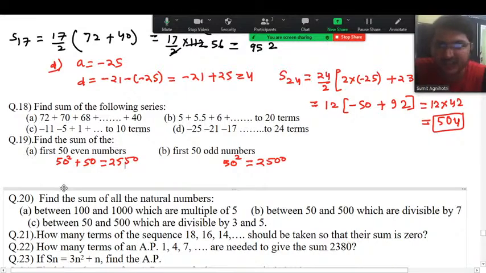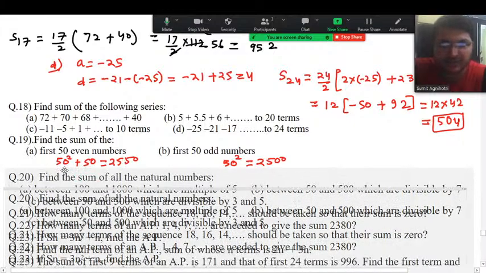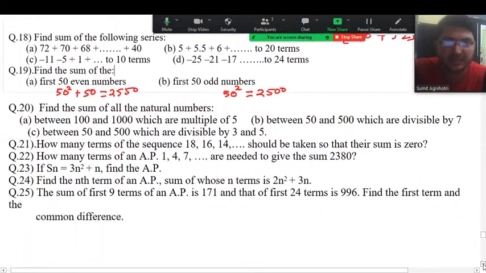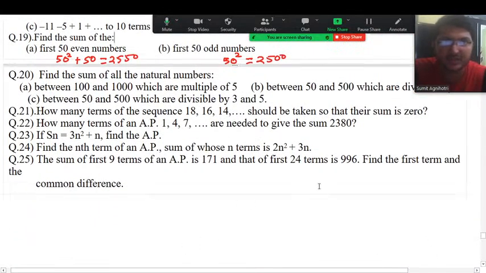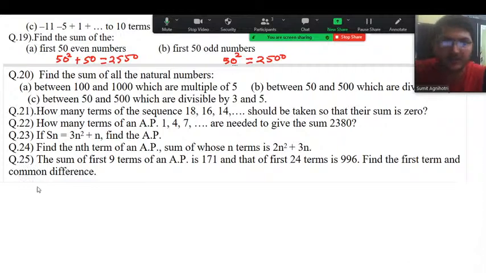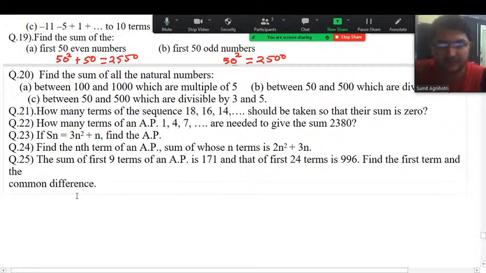Now I will indicate some questions for you to solve and you just go through them. It's a practice session today. I am here with a lot of questions that you can solve and practice. Okay, now I want you to attempt question number 22 first.